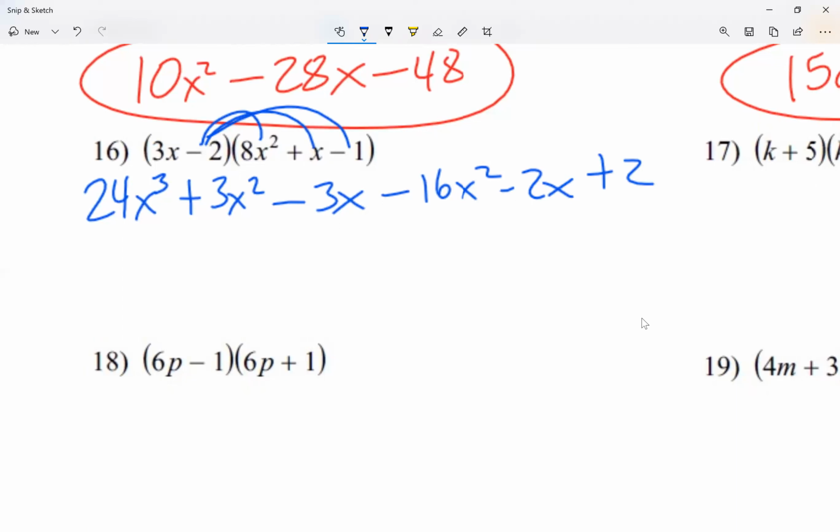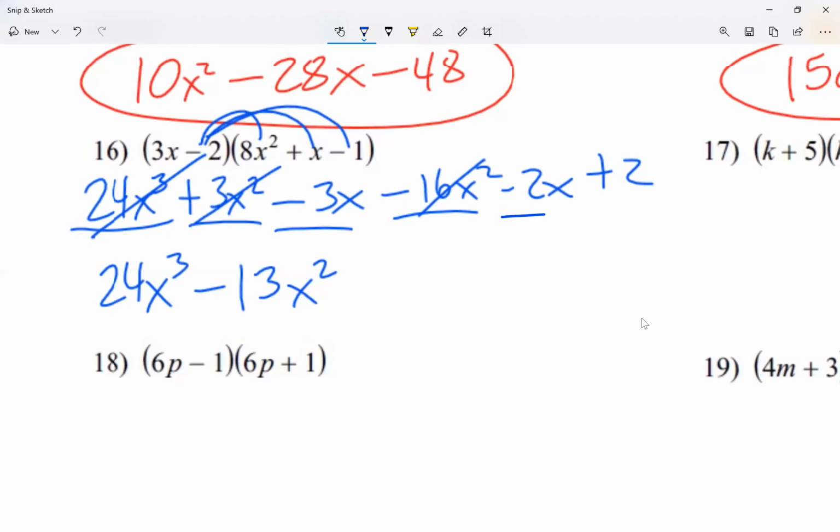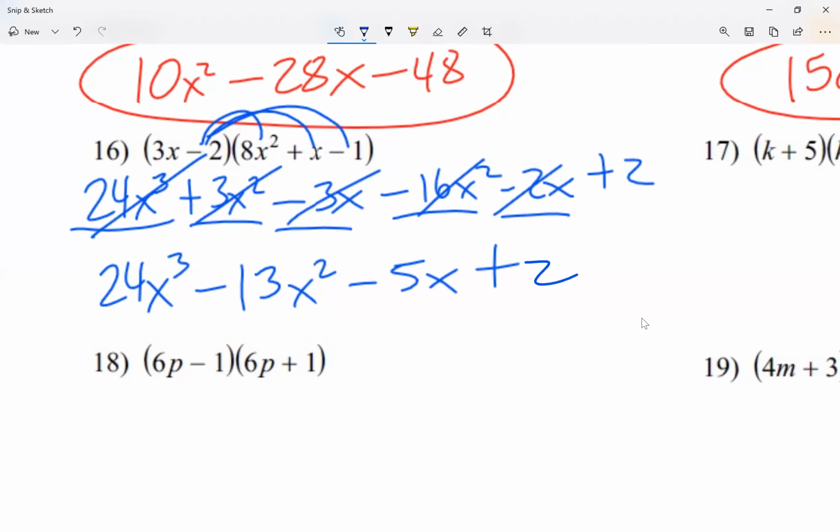All right, so let me combine like terms. The highest exponent is x to the third, so 24x to the third. Cross it out. Then x to the second, I see 3 minus 16, so let me call that minus 13x to the second. And then x to the 1, I see negative 3 and a negative 2, so I'm going to call that minus 5x. Remember, same sign, negatives: add the numbers, keep the sign. And then there's a plus 2 at the very end.